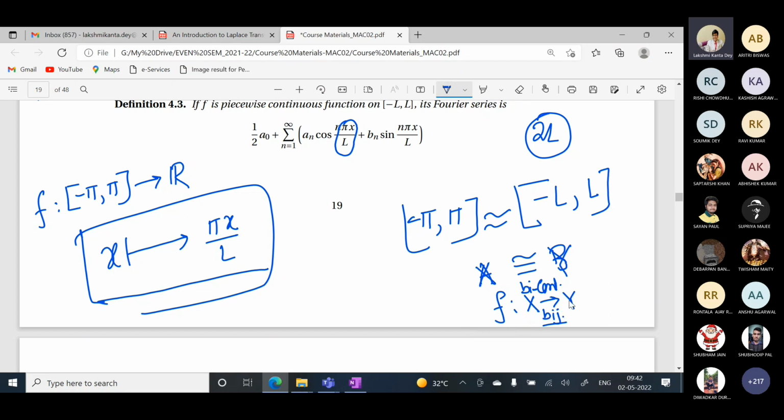Then topological properties will be the same, because topological properties are determined by open sets, and continuous functions can be defined in terms of open sets. A function is said to be continuous if for every open set O here, f inverse of O is again open in X. So it is all about the characteristics, which depend on the open sets. If it is a bicontinuous bijection, then we can say these two spaces are homeomorphic, right? So -pi to pi can be embedded in -L to L and vice versa.